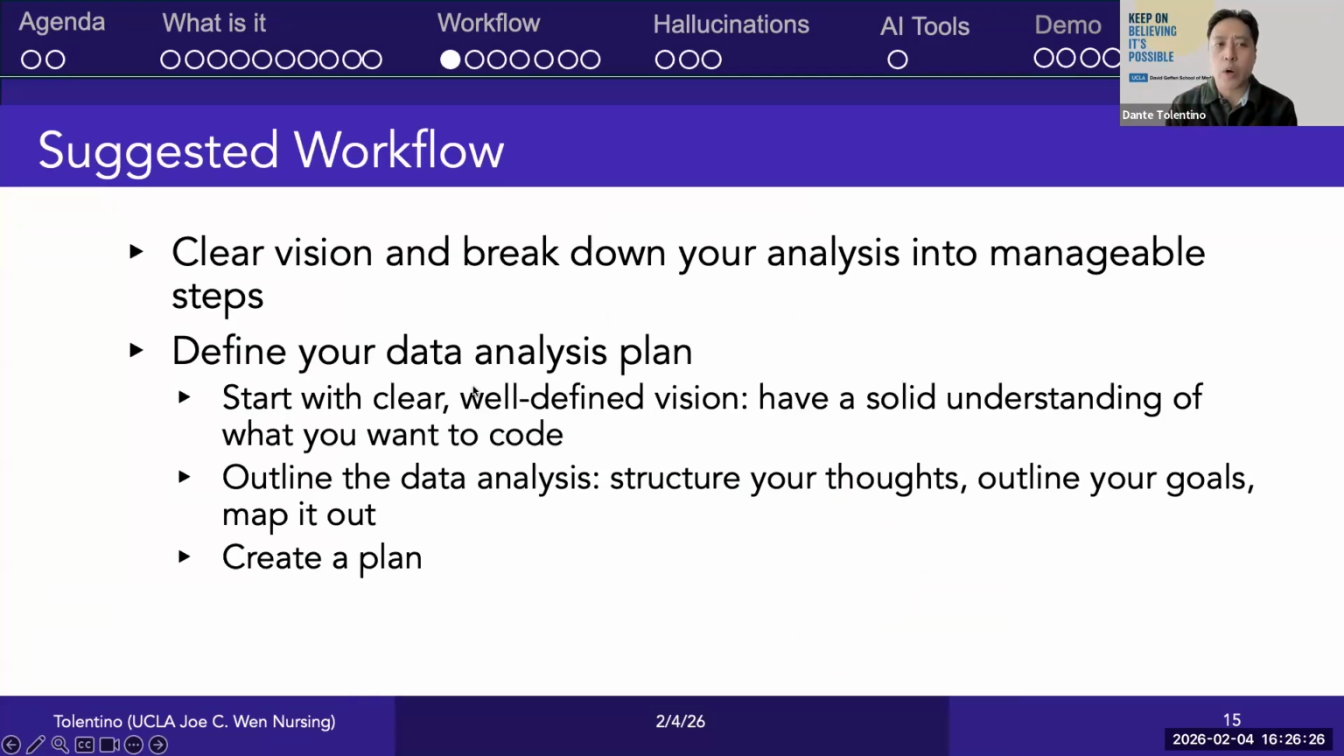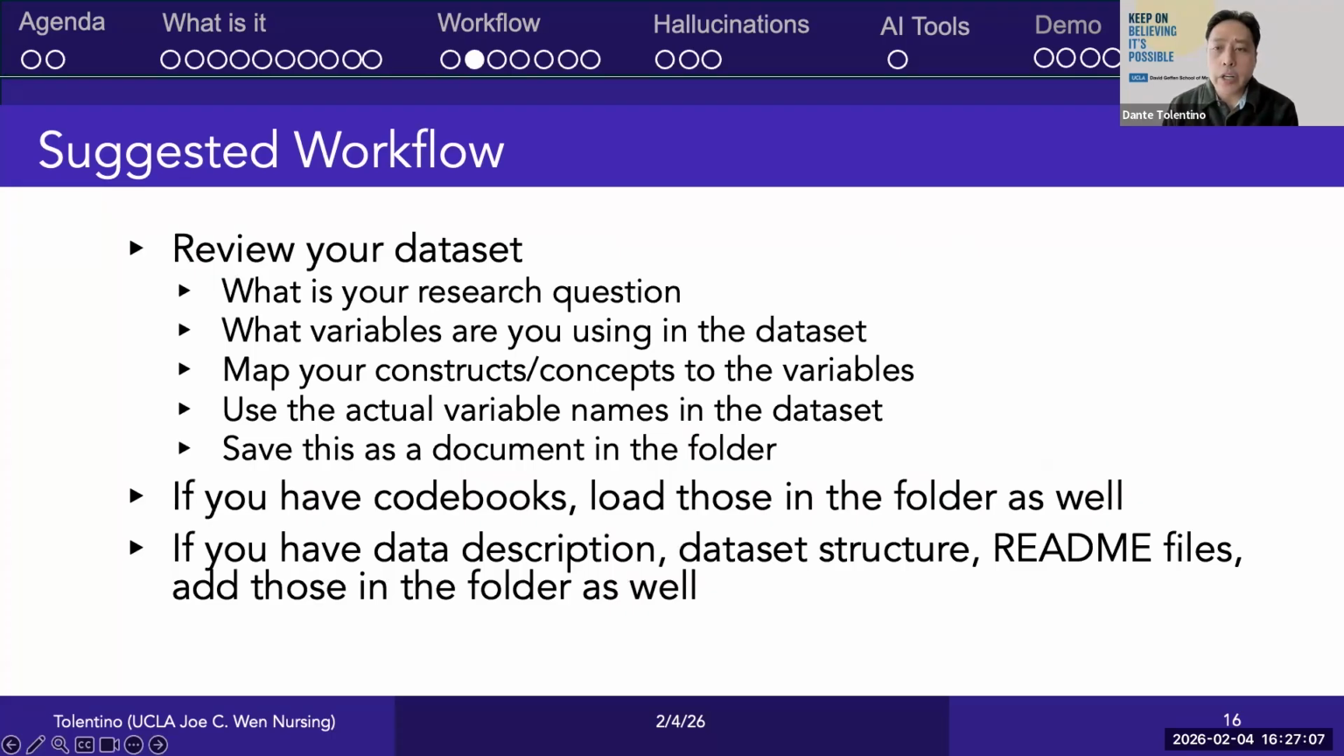And so some of the suggested workflow around that diagram, again, is you need to have a clear vision of your research and break down your analysis into manageable steps. So everything that you're doing now when you're doing your data analysis, that doesn't go away when you're doing vibe coding, right? You need to define your data analysis plan, just like any analysis that you're doing now. So don't let AI do those steps for you, because it's easy for that, right? You can just ask AI, well, what steps do I need to do? You still need to have a clear, solid plan moving forward, and don't rely on AI to do that for you.